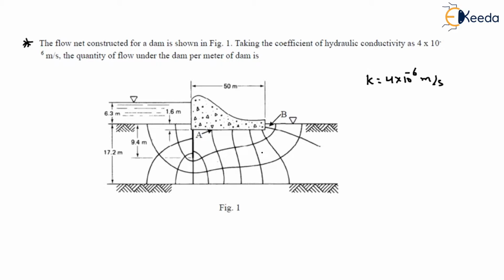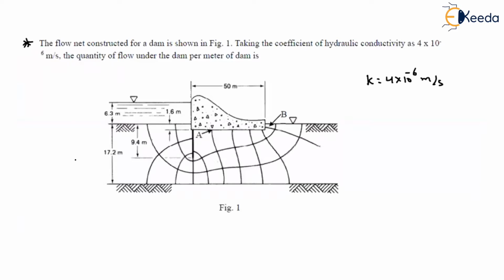If you recollect the formula, how to find the seepage discharge? That is nothing but Q, which we can express as K into H into NF by ND. In the previous cases, we have seen that the H value is directly given, the NF value is directly given, and the ND value is directly given. Now let us see in this problem.